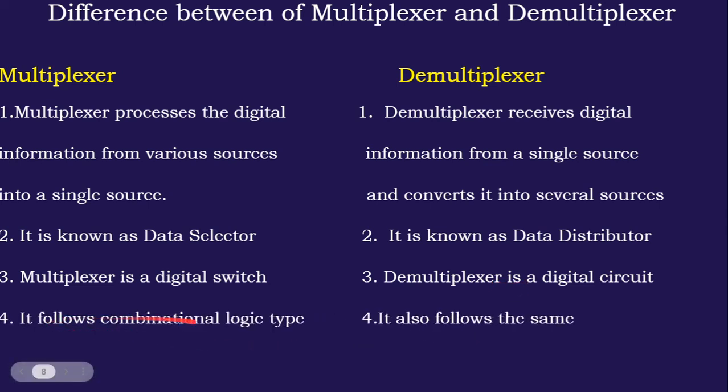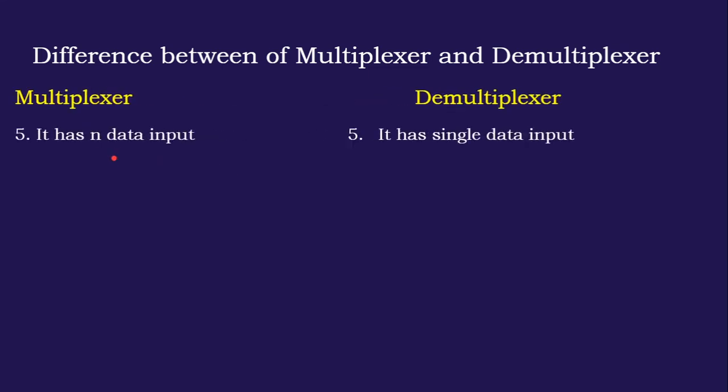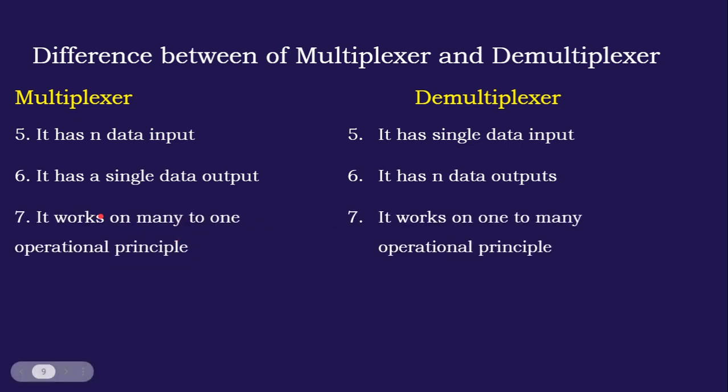It follows the combinational logic type. It also follows the combinational logic type. And then a few more differences. The fifth difference is that a multiplexer has n data inputs and a single data output, while a demultiplexer has a single data input and n data outputs. Then a multiplexer works on the many to one principle and a demultiplexer works on the one to many principle.